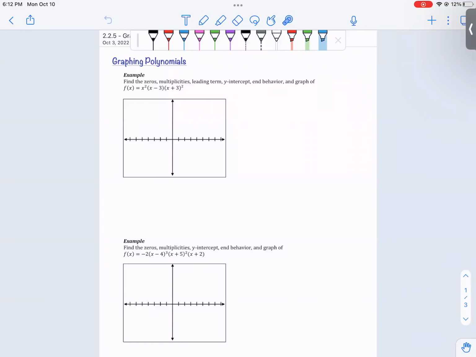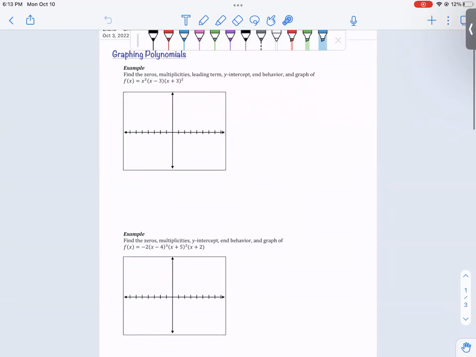All right, we are finally here. We are on the cumulative portion of all we have learned about polynomials. We're going to put it all together and graph polynomials. So we're going to talk about zeros, multiplicities, leading term, intercepts, end behavior, and we're going to graph. I'm going to start with zeros and multiplicities for this, and let's talk. Let's do it.